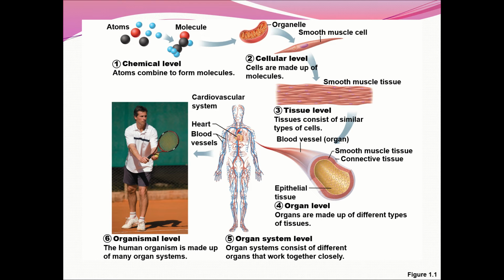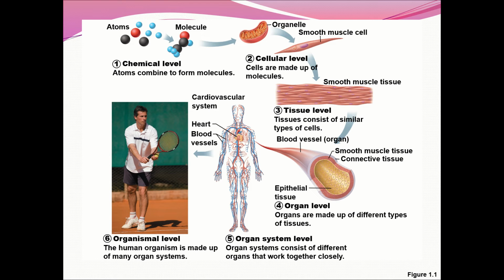In the second level, the cellular level, we have cells, and the cells are made up of molecules. The cells contain proteins, carbohydrates, lipids, and nucleic acids, and the organelles mentioned before help the cells do their work. For instance, the organelle pictured in this slide is the mitochondria, and it helps to provide energy to power the motion of the smooth muscle cell. The smooth muscle cell cannot work alone.